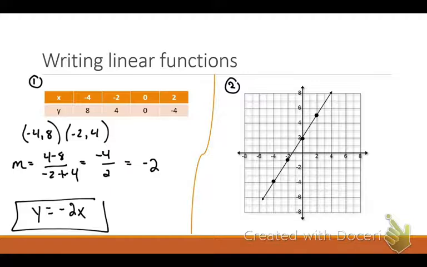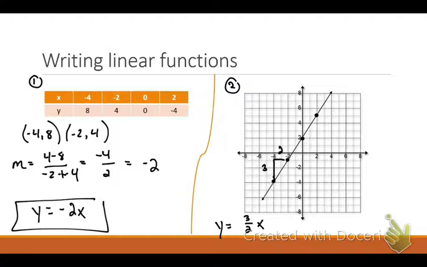So rise over run, what is it? What's my slope? Up 3 and then across 2. Yes, up 3 across 2. So y equals 3 over 2x. And what is my y-intercept? 2. It's a y value of 2.